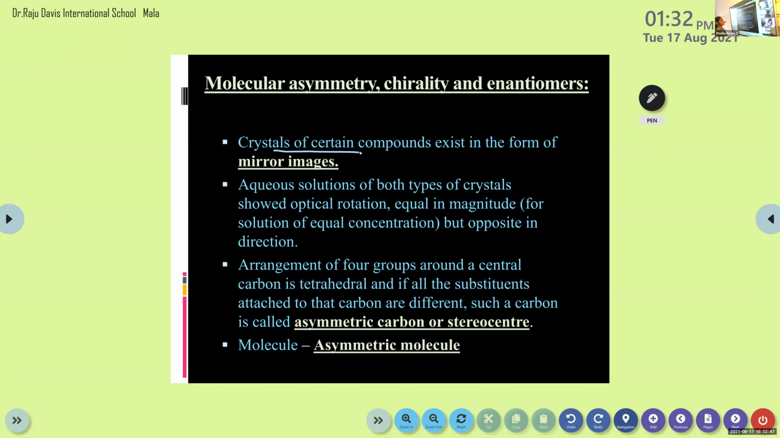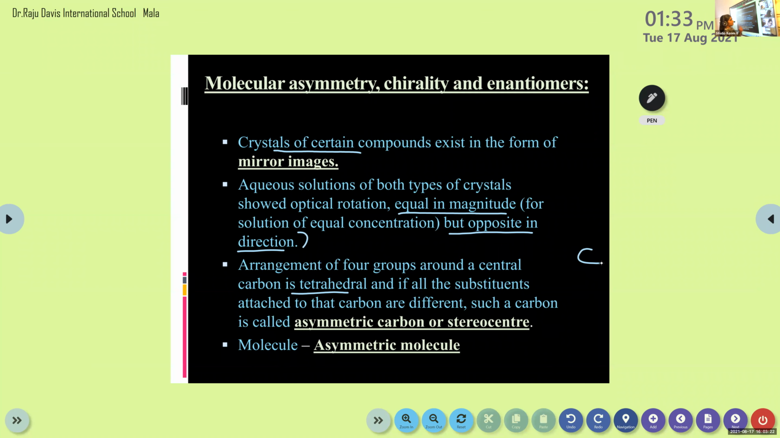The aqueous solutions of both types of crystals show optical rotation, equal in magnitude but opposite in direction. When they show optical rotation, one is towards the right and the other towards the left, right? So they are equal in magnitude for solutions of equal concentration, but opposite in direction, one towards right, the other towards left. This arrangement of 4 groups around a central carbon is tetrahedral.